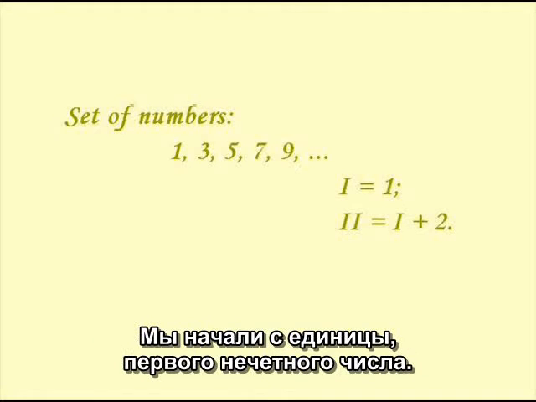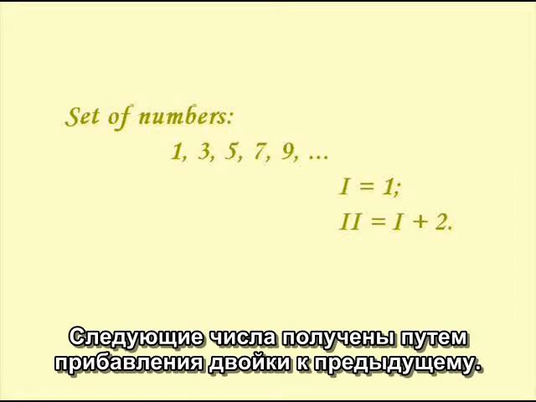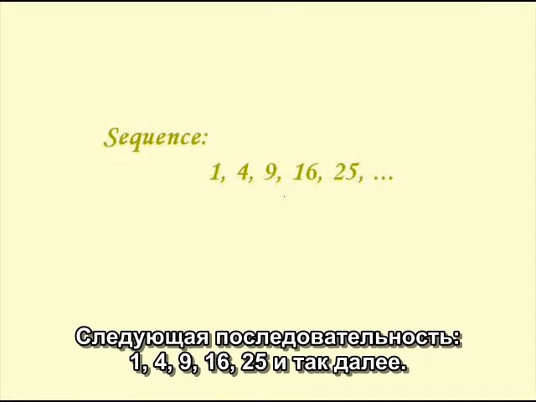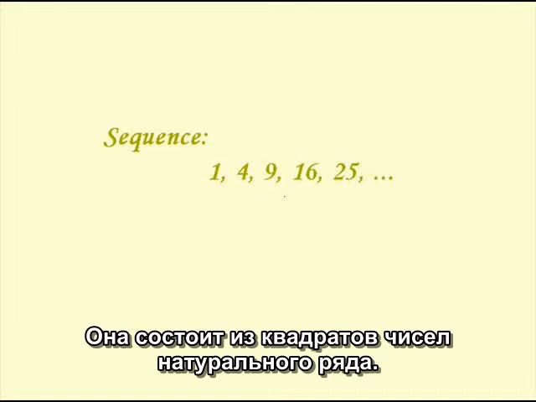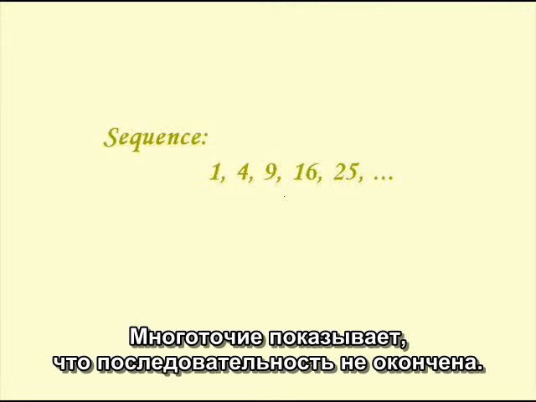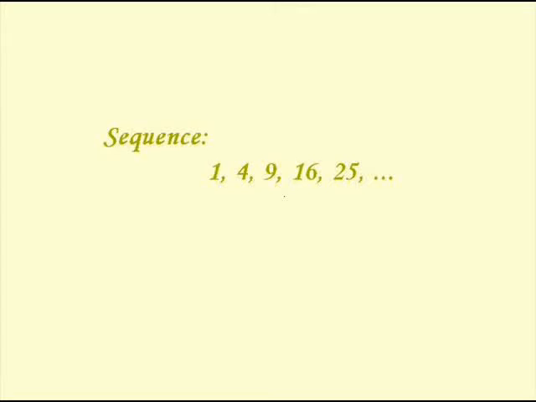To put this another way, we start with the number 1, which is an odd number, and then each successive number is obtained by adding 2 to give the next odd number. Another example: 1, 4, 9, 16, 25, etc. This is the sequence of square numbers. In each case, the dots written at the end indicate that we must consider the sequence as an infinite sequence, so that it goes on forever.